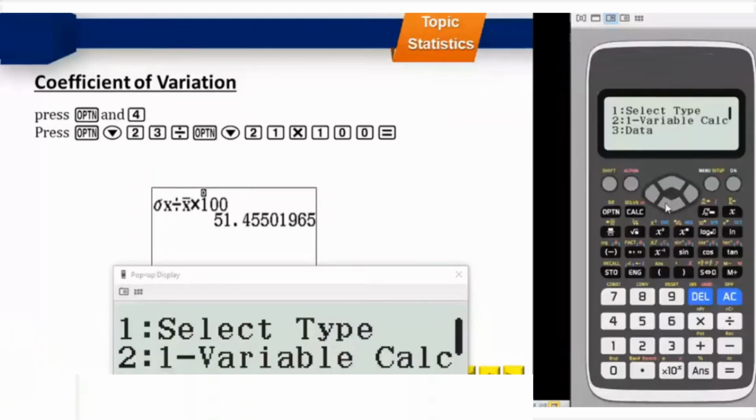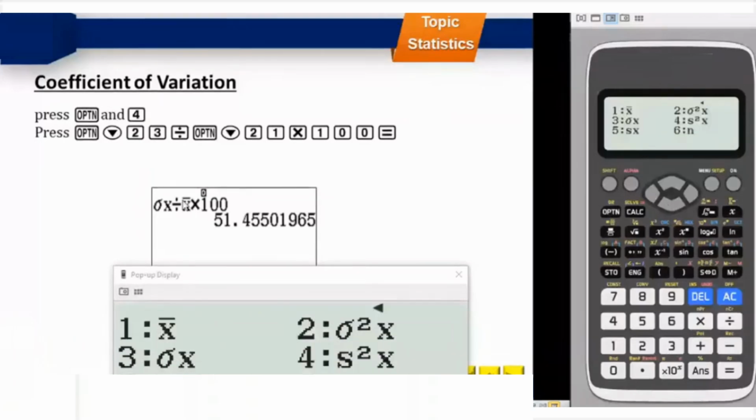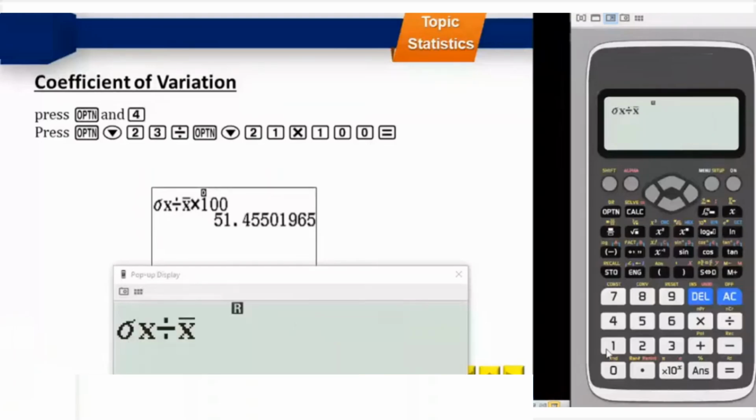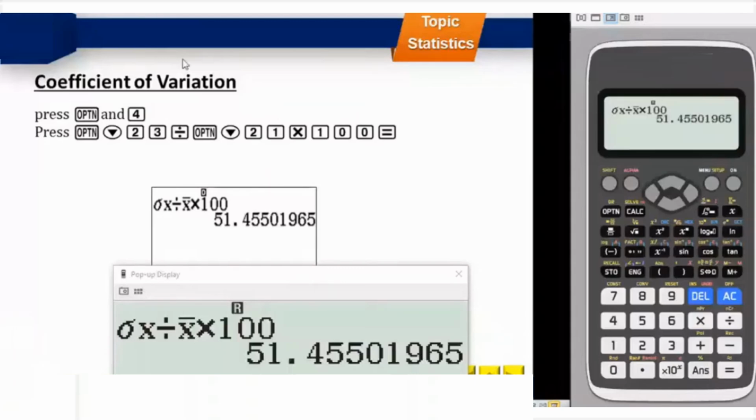And now I need to divide this by mean, x bar. X bar is 1. So I will press 1. And then I will multiply it by 100. The formula for coefficient of variation is standard deviation upon mean into 100. And the answer is 51.455.